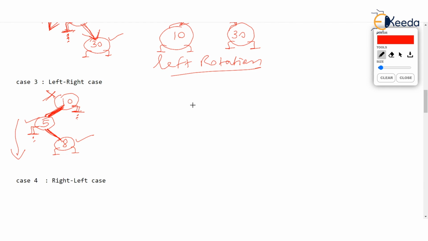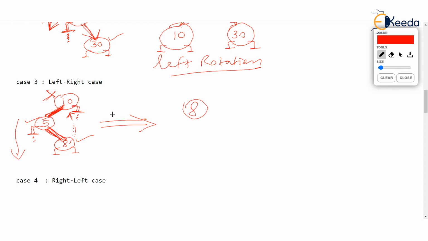Now, to handle this case, you check the left child, and the left child has a right child, 8. Then that right child 8 is simply put at the node which is not balanced. In this example, 10 is not balanced. So simply put that 8 at the place of 10.